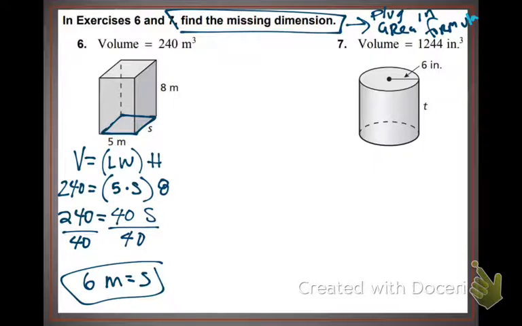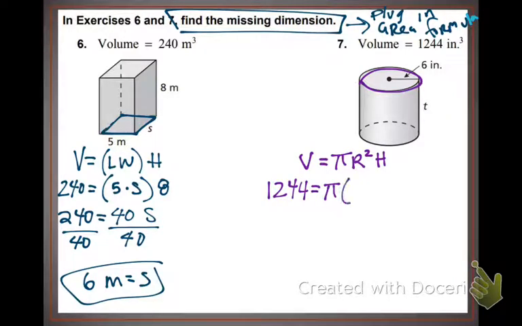The next one. What kind of base do we have? A circle. So volume equals the area of the circle. What is the formula for area of the circle? Pi r squared. Then times the height of the entire prism. So what is the volume of number 7? 1244. Do we know the radius? Yes, we do. Sometimes you won't know the radius and you'll have to solve for it. Do we know the height?